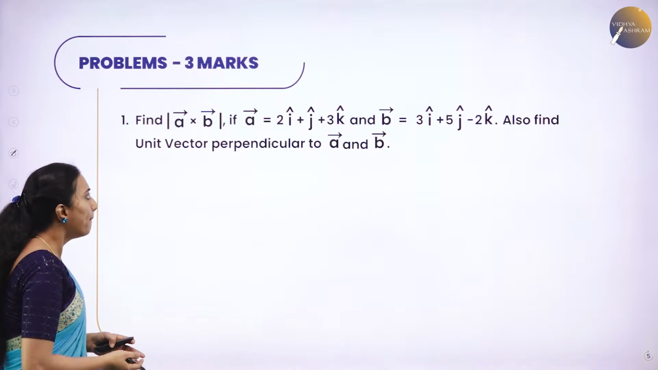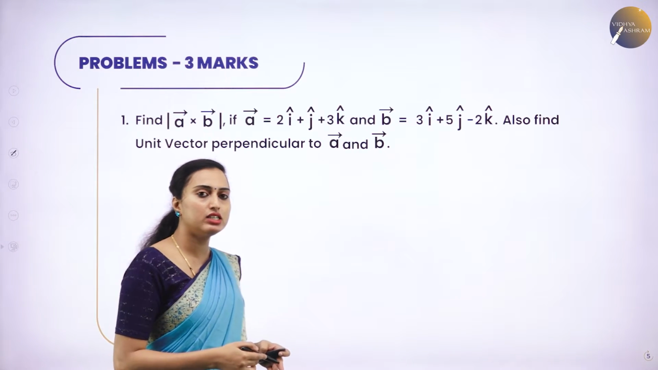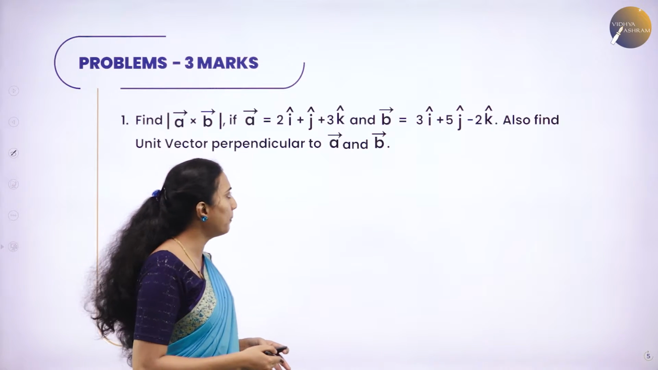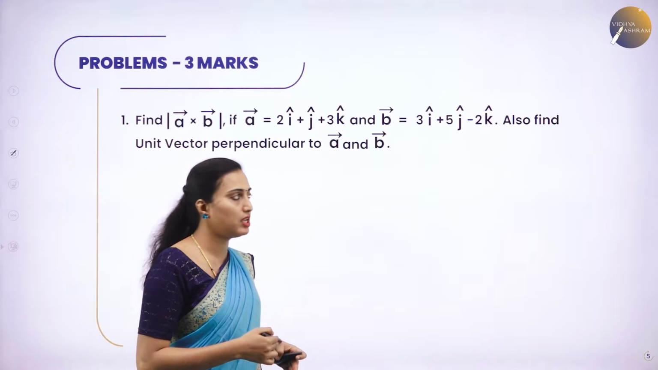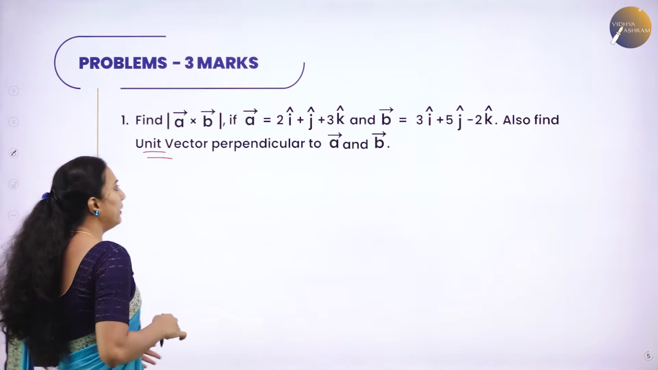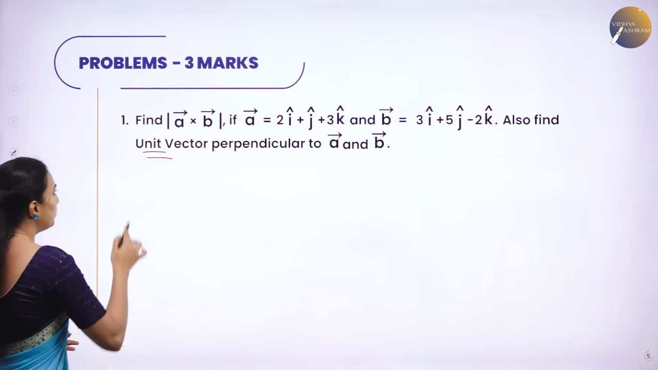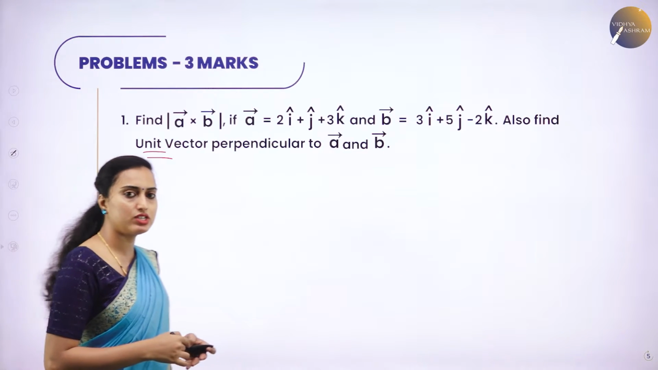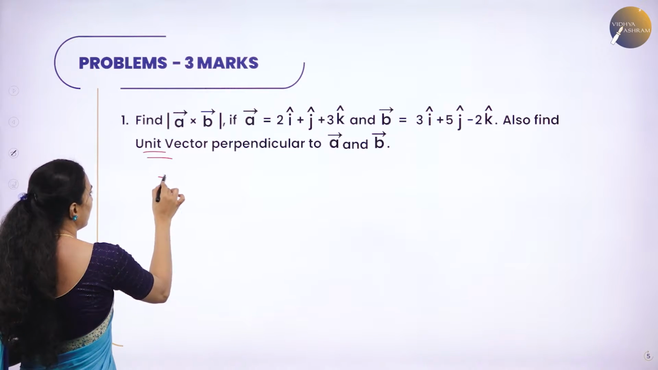Here, find the magnitude of A vector cross B vector if A vector is equal to 2i plus j plus 3k and B vector is equal to 3i plus 5j minus 2k. Also find the unit vector perpendicular to A vector and B vector. Now here you need to find the magnitude of A vector cross B vector. First let us find what A vector cross B vector is.